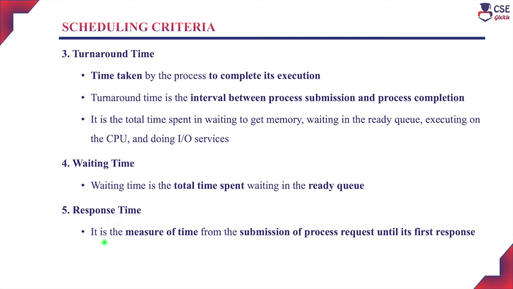Next, response time. It is the measure of time from the submission of the process request until it gets the first response, or is first assigned to the CPU. So that is considered as the response time. Whenever a process needs to execute with the CPU, the CPU scheduler has to choose the process and assign it to the CPU for execution. So before assigning to the CPU for execution, the CPU scheduler should consider all the scheduling criteria to choose a process and execute it with the CPU.